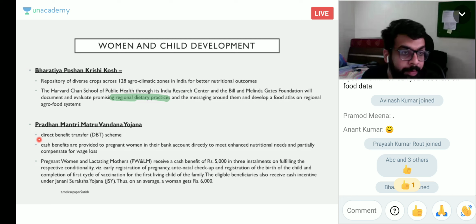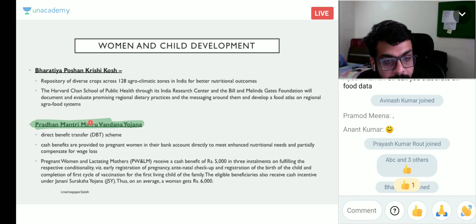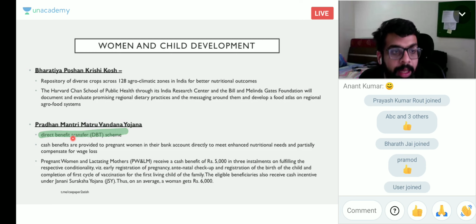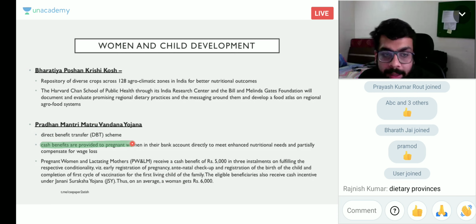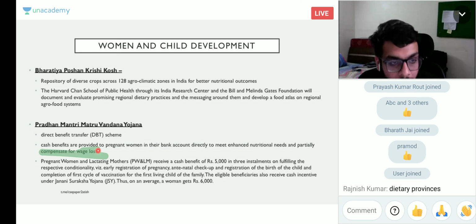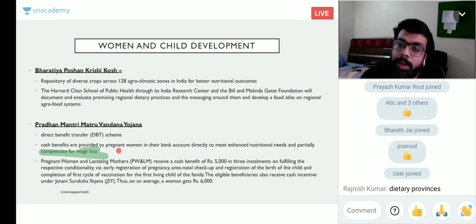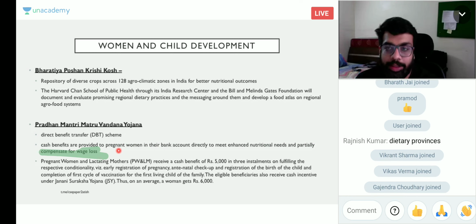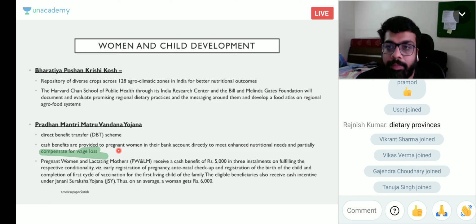That's it. Pradhan Mantri Matru Vandana Yojana, again, very, very important for the purposes of this exam. It's a direct benefit transfer scheme again, and cash benefits are provided to pregnant women in their bank account directly to meet enhanced nutritional needs and partially compensate for wage loss. This is essentially to strengthen pregnant and lactating women so that our maternal mortality rates and infant mortality rates reduce, and women don't have to work in tough conditions just because they are going through childbirth.